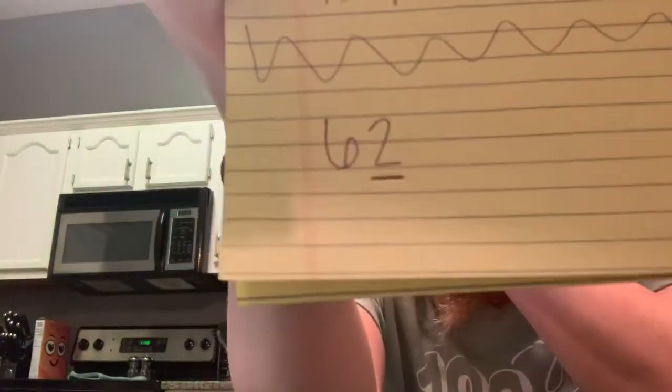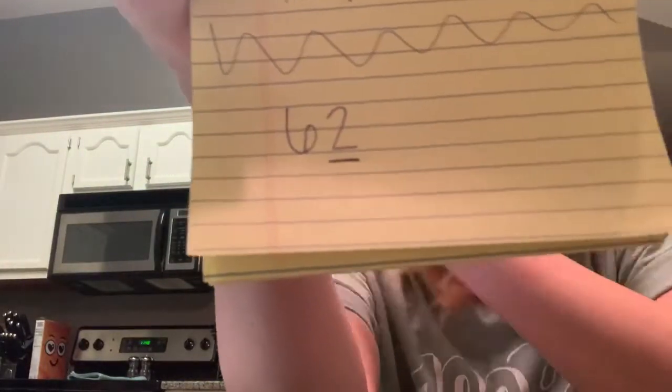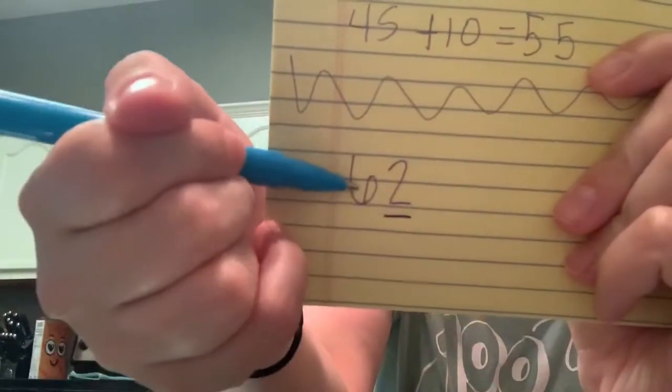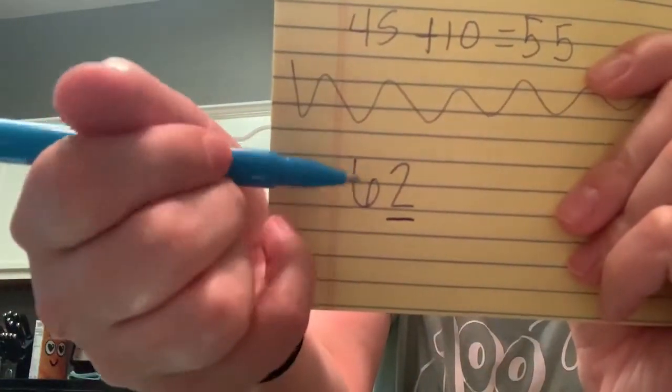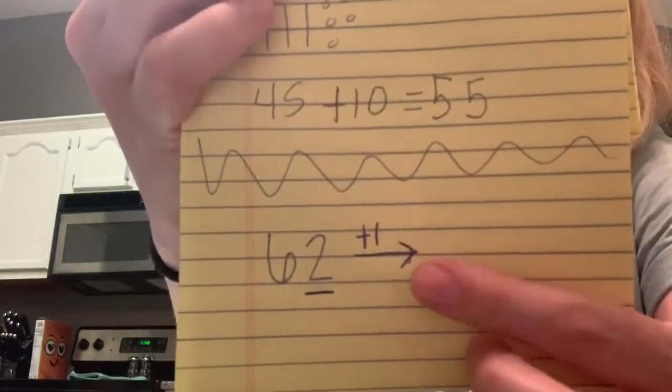So if I say I want 1 more than 62, I want you to underline the ones place. So what number would I be underlining? The 2. Very good. I would be underlining the 2 for 1 more. So that means that this number is going to stay the same. I'm going to show you with that arrow way. I'm going to draw an arrow, and I'm just going to put +1 because it's telling me I want 1 more. That's all that is.